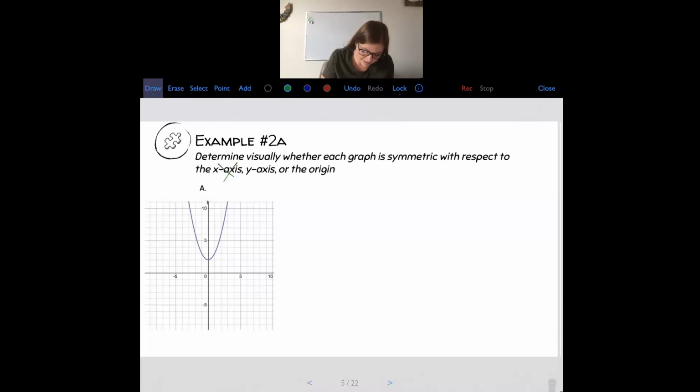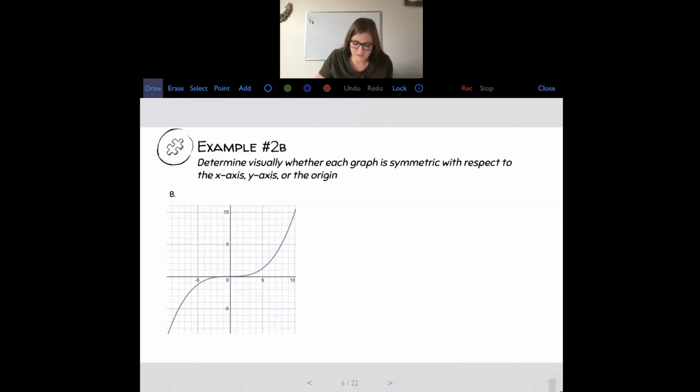With the y-axis, if we fold the graph along this green line, would both sides coincide? The answer is yes. With the origin, if we were to take this graph and rotate it 180 degrees about the origin, would we get the same graph? If we rotate this 180 degrees about the origin, we would end up with something like this, which we don't have anything there. So this one is only symmetric with respect to the y-axis.